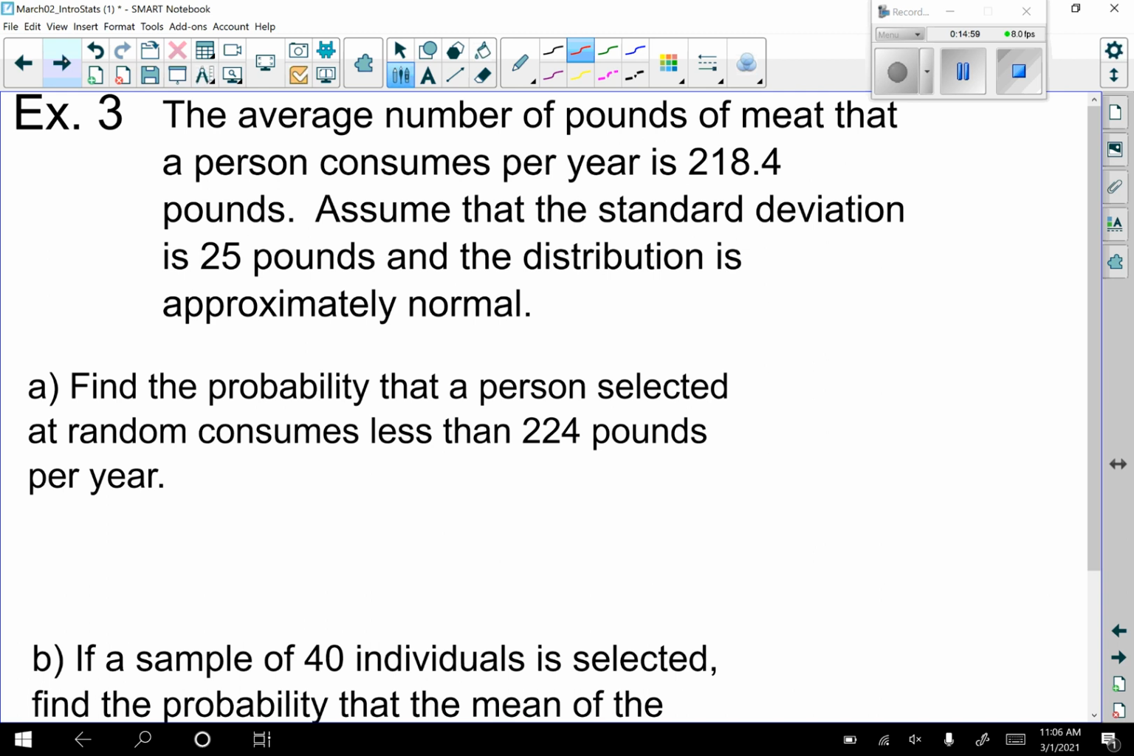All right, our third and last example. The average number of pounds of meat that a person consumes per year is 218.4 pounds. Assume the standard deviation is 25 pounds and the distribution is approximately normal.